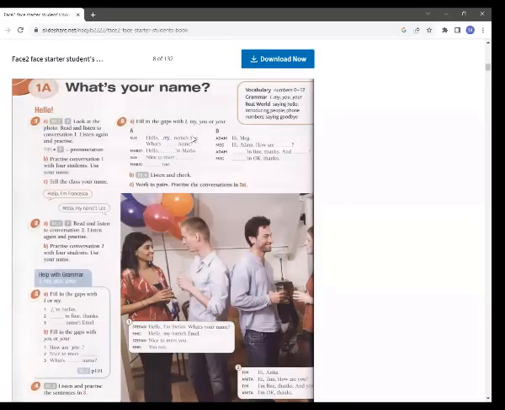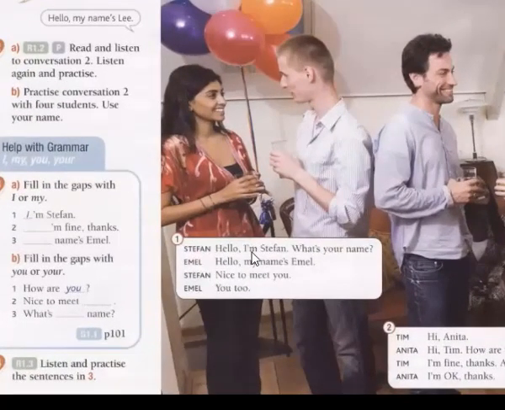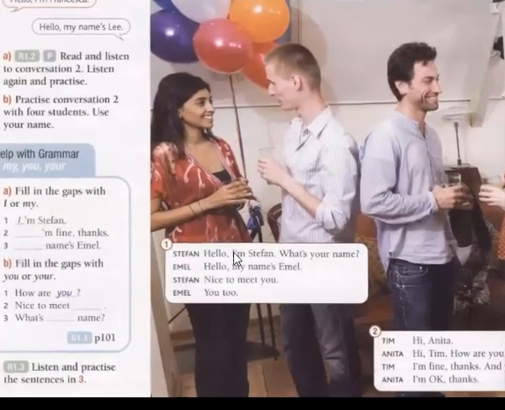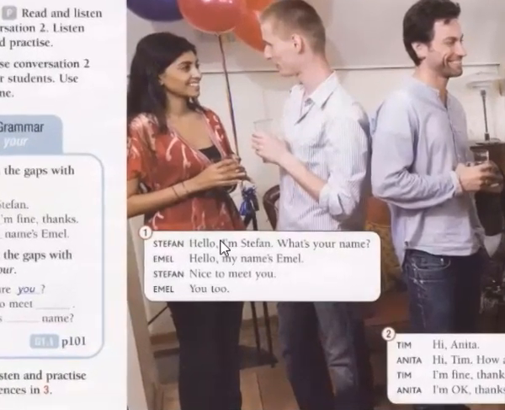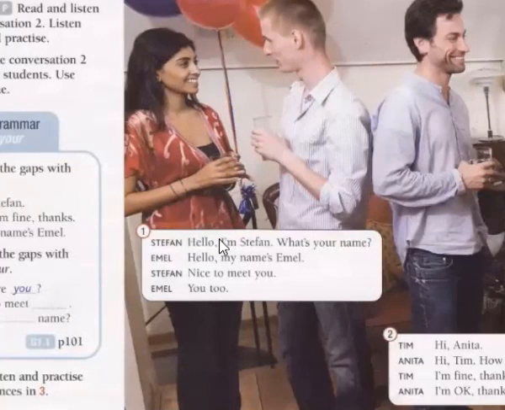Okay, in this lesson, you'll learn how to ask about names and how to ask about phone numbers. In order to achieve these two situations, you need to learn the basic uses of English pronouns and the names of English numbers. So let's get started. If we look at this picture, we'll see that there are people trying to get to know each other. So for example, Stephen and Emil are getting to know each other. See how Stephen is introducing himself to Emil.